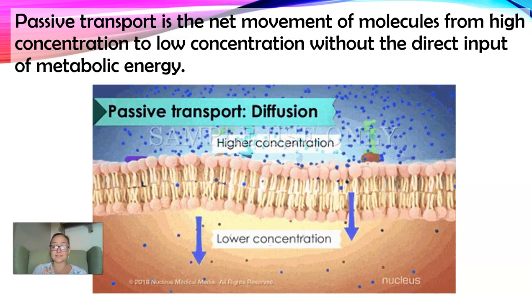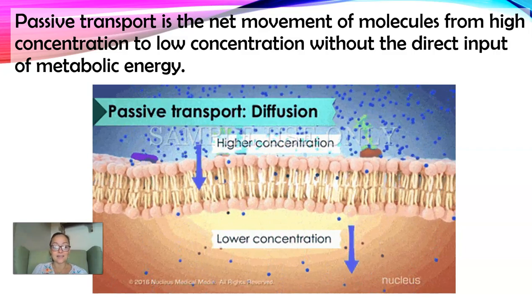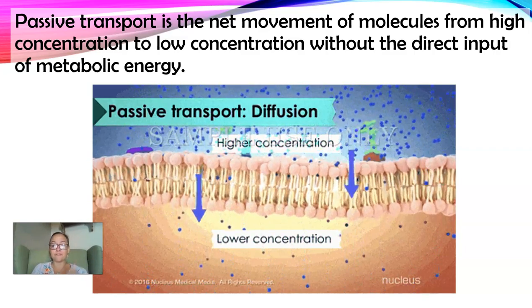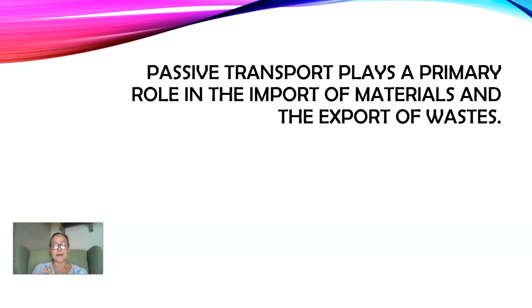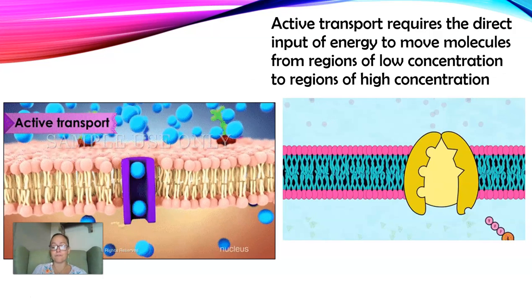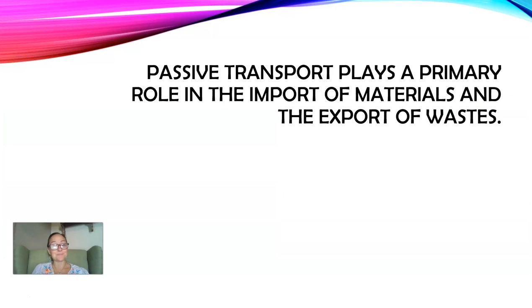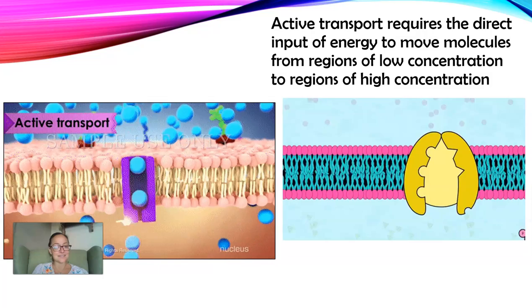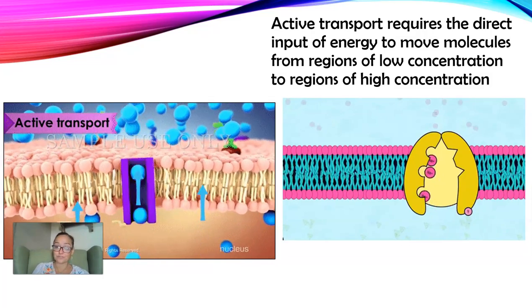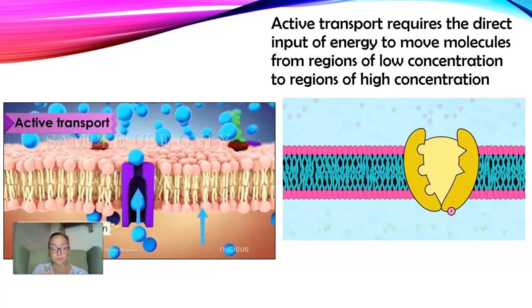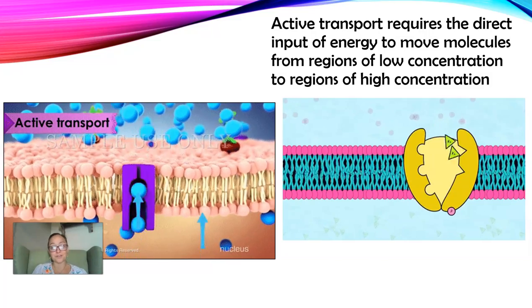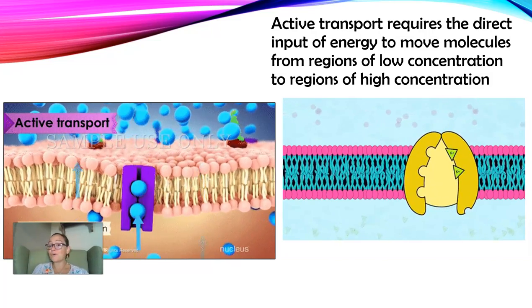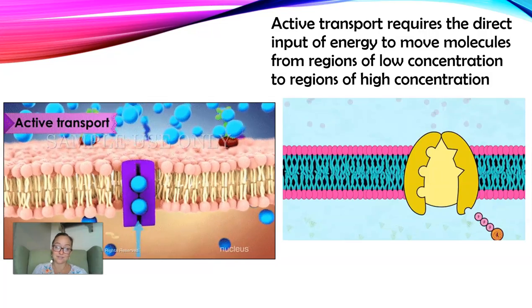I also really like this GIF because you can see how that is a fluid and flexible cell membrane. Passive transport plays a primary role in the import of materials and the export of wastes. So the import of materials could be as simple as oxygen, and the export of wastes could be carbon dioxide. Now, active transport requires the direct input of energy to move molecules from regions of low concentration to regions of high concentration.